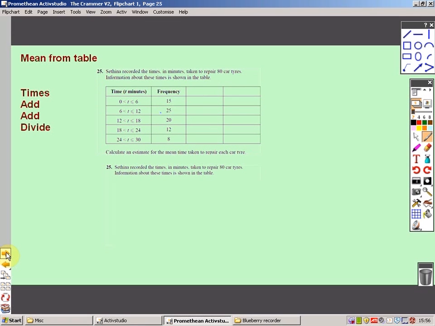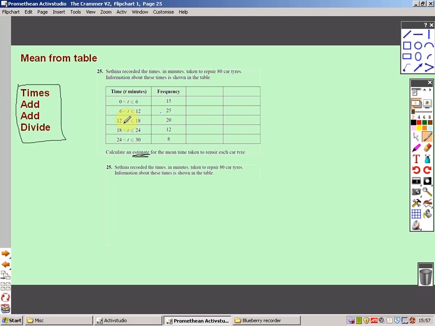Okay, mean from a group table. This comes up every single year. You must be able to do it. It's quite a long thing. We make it simple by remembering TAD: Times, Add, Divide. The question here is some information in time and the frequency, and you've been asked to estimate a mean. Because it's estimate, you know you're going to have to write these bits here.